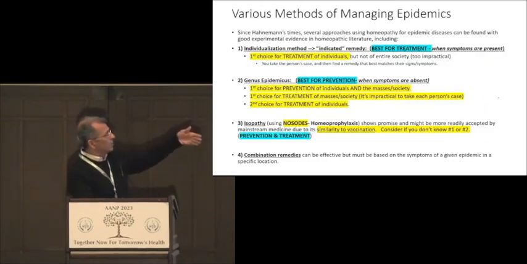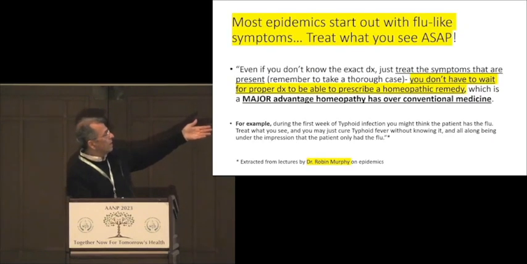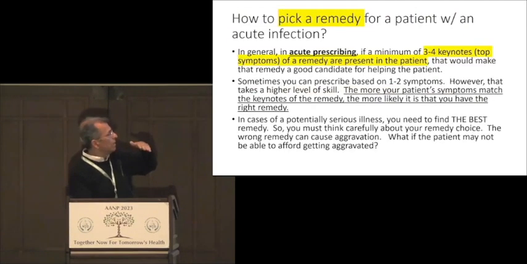This is a summary of how you manage epidemics. If you see symptoms, you give the indicated remedy. If the symptoms are absent and you want to prevent, you give the genus epidemicus. That's a summary of that slide, extremely important. We're doing acute prescribing in epidemics, when we treat epidemics. We're not doing constitutional. You treat what you see.